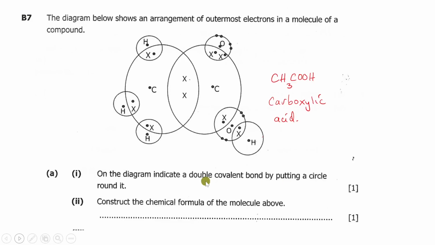So here in this overlap, there are two electrons. These are single bonds, two electrons. In this overlap, two electrons. In this overlap, two electrons. In this overlap, there are 1, 2, 3, 4. So this is where a double bond is. So they said we circle where a double bond is. Circled there. Then use Roman numeral to construct the chemical formula of the molecule above. It's this one here. We have already constructed it, CH3COOH.